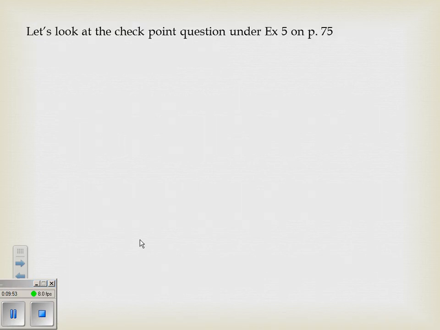Here we go. Right under example 5 is the checkpoint that says test y squared equals 6 minus x for symmetry with respect to both axes and the origin. Okay, so the equation itself, very simple. It is a quadratic because we have a squared variable. y squared equals 6 minus x. So let's test this for x-axis symmetry first. For x-axis symmetry, we're going to put negative y in where we saw positive y.